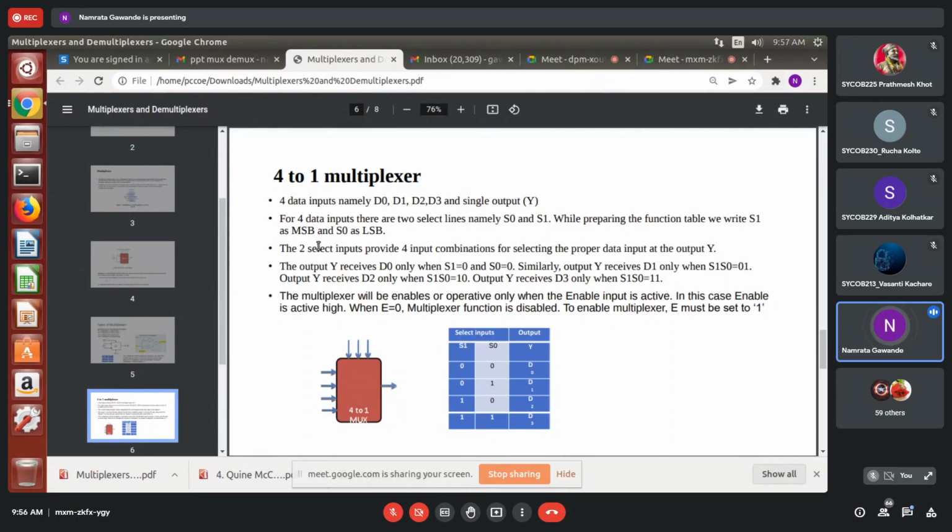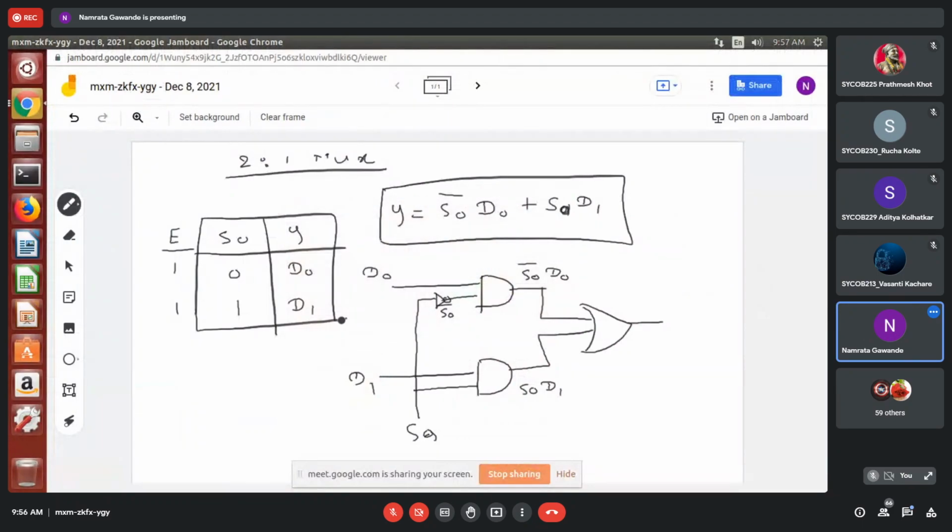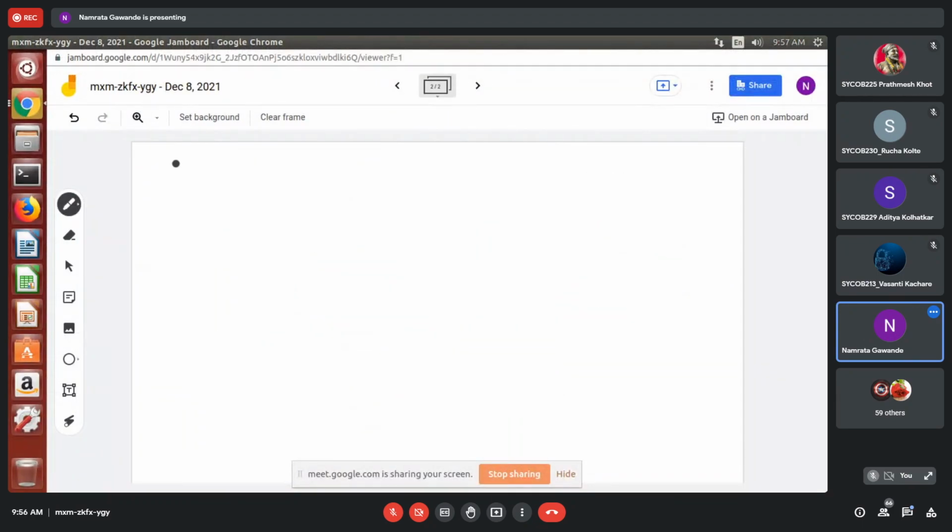Now here you can see just the working of this first. For 4 data inputs, there are 2 select lines, namely S0 and S1. While preparing the function table, we write S1 as the MSB and S0 as the LSB. 4:1 mux.